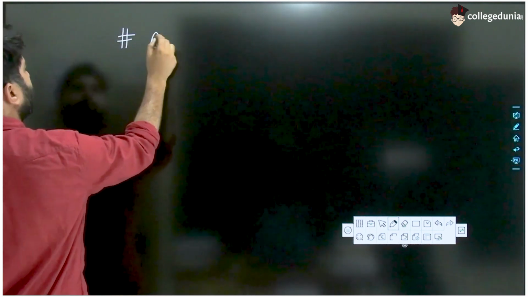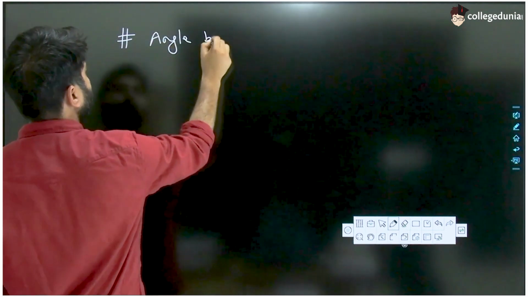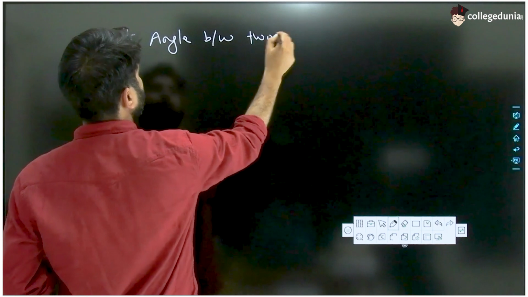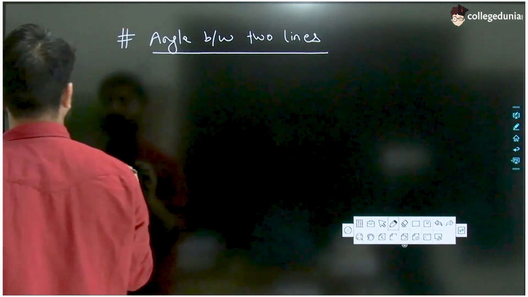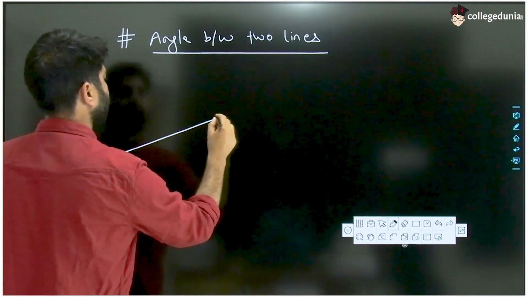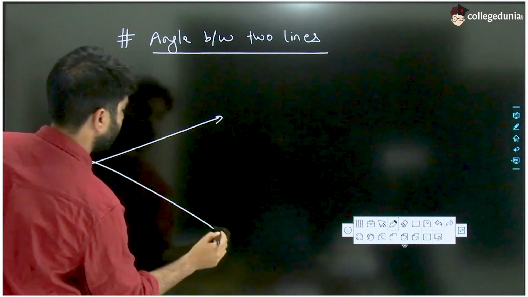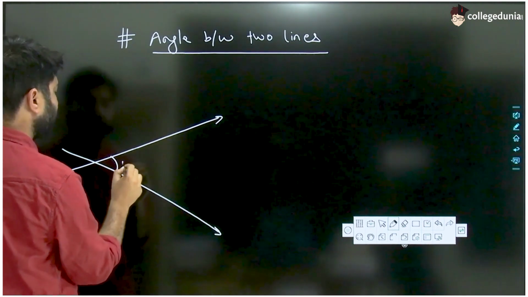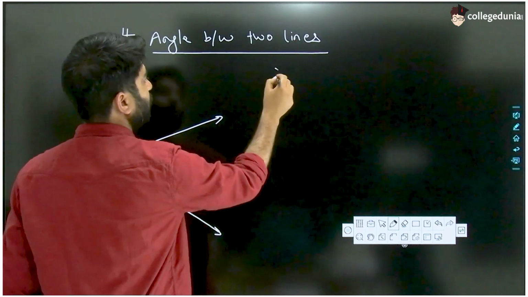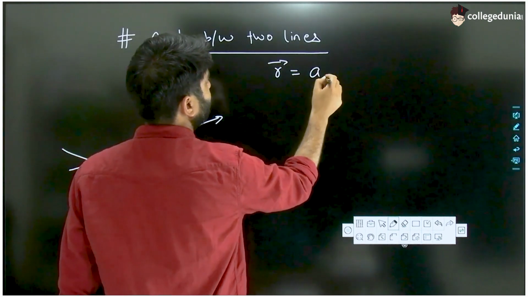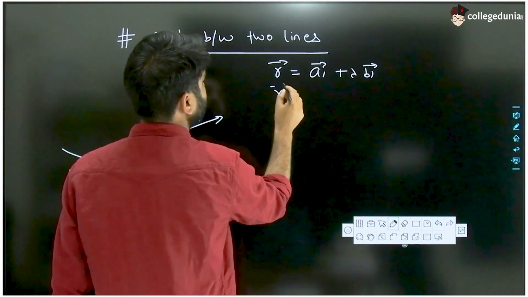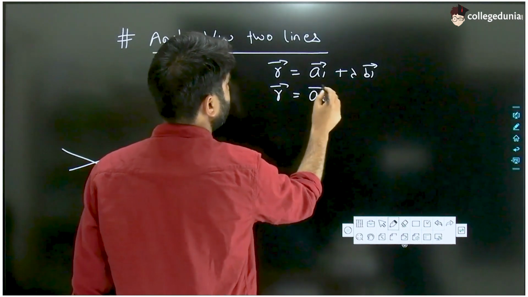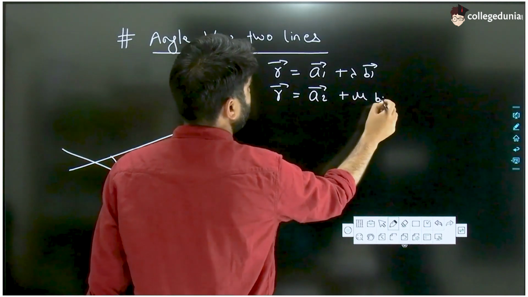Angle between two lines. The method is, suppose there are two lines, first and second, and the angle between them is theta. The equations are r vector equal to a1 vector plus lambda b1 vector for the first line, and r equal to a2 vector plus mu b2 vector for the second.